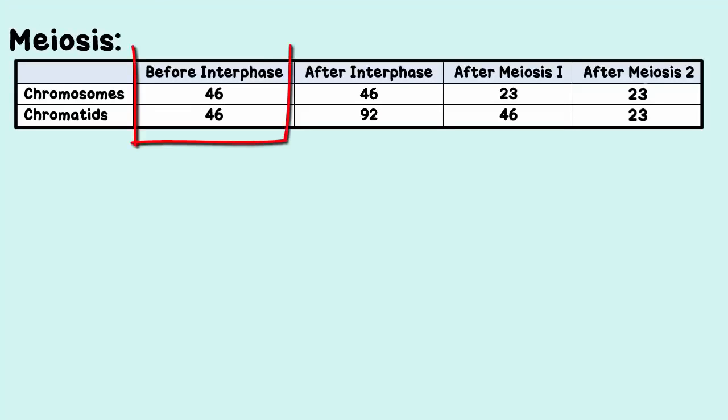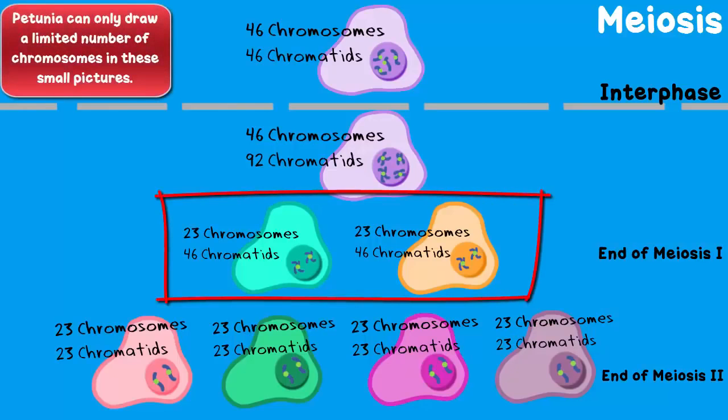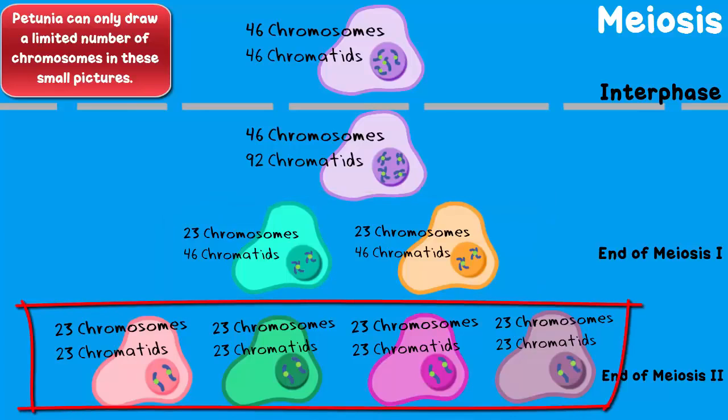We have 46 chromosomes in the starting cell, and right now they each have 1 chromatid, just like with mitosis. They duplicate in interphase, and we still have 46 chromosomes now, and there are 92 sister chromatids, just like we had in mitosis. But at the end of meiosis 1, you have 2 daughter cells, and they each contain 23 chromosomes with 46 chromatids. At the end of meiosis 2, you have 4 cells that each have 23 chromosomes, 23 chromatids.